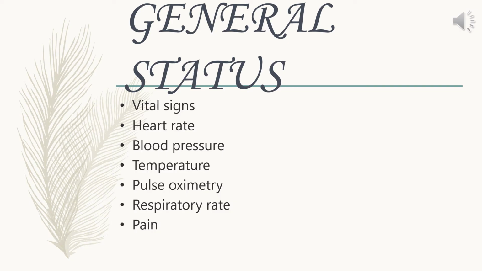Our first topic is about the general status. In the general status, first we will measure the vital signs of the patient. Then we will take the heart rate, blood pressure, temperature, pulse oximeter, respiratory rate, and pain. We all know these are the 6 vital signs, as I have described all the vital signs in one video. So to check the general status of the patient, we will check these 6 vital signs.